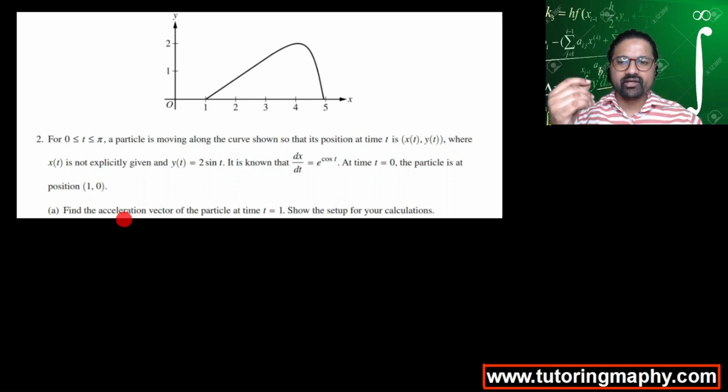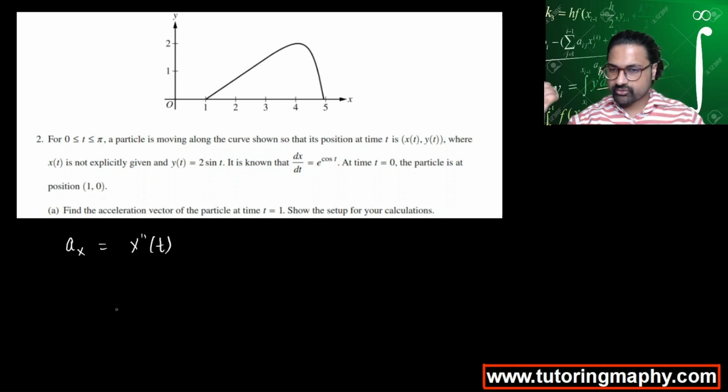First question is, find the acceleration vector of the particle at time t equal to 1 and show the steps of your calculation. We know that we need to find the acceleration vector, so there will be an acceleration in the x direction and in the y direction as well. For the acceleration in the x direction, a sub x, it is going to be x double prime of t, because that's the double derivative of the position, right? The single derivative is the velocity and the double derivative is the acceleration.